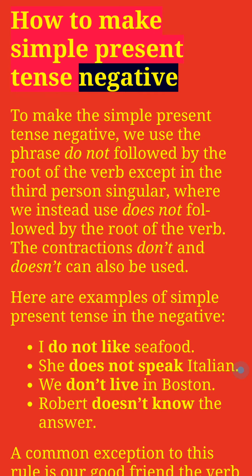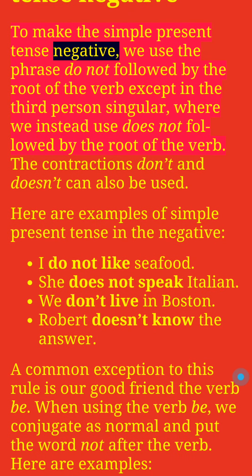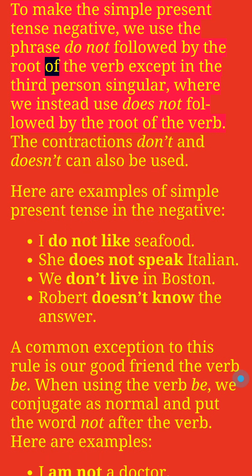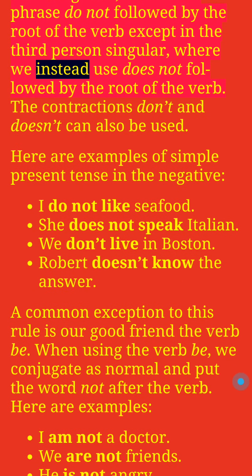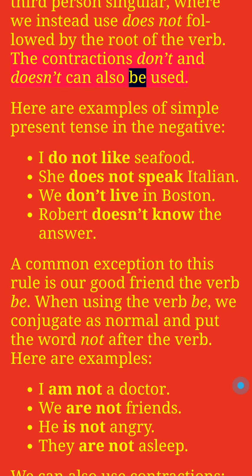How to make simple present tense negative. To make the simple present tense negative, we use the phrase do not followed by the root of the verb, except in the third person singular, where we instead use does not followed by the root of the verb. The contractions don't and doesn't can also be used.